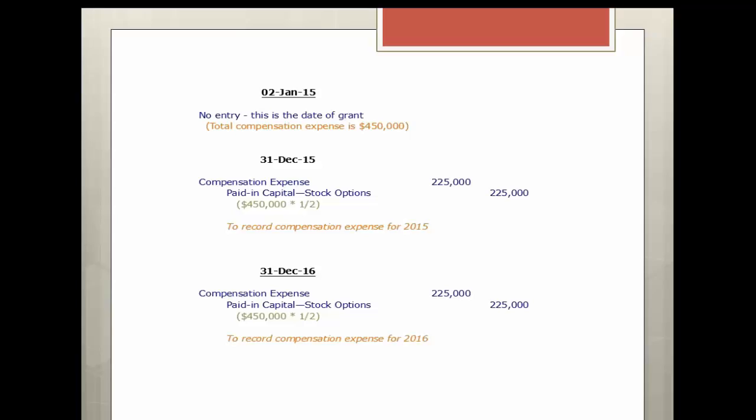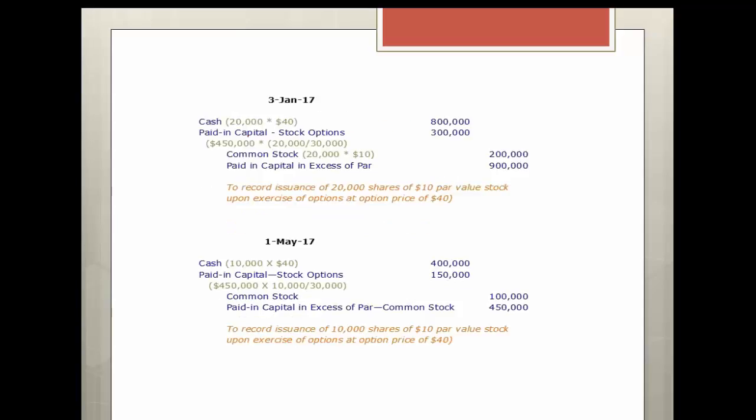And again, compensation expense is an expense that is an income statement item. The paid-in capital stock options goes directly to the equity section and essentially is a holding that is eliminated when the options are actually exercised. So $225,000 each year. That's what we're looking at.